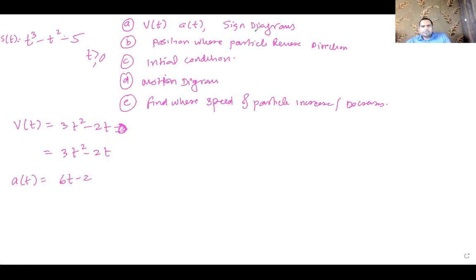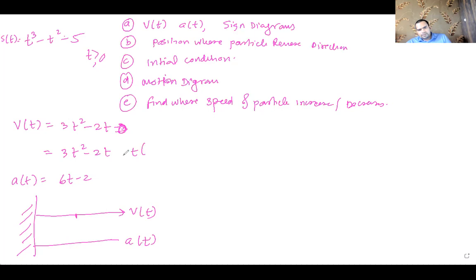Now, the next part is to draw the sign diagram. If I draw the sign diagram for both of them, the first thing you'll draw is the velocity one, v of t, then you have a of t. The v of t sign diagram will have basically only one point, because if I factor this out, it'll be t times 3t minus 2 equals 0. So t is 2/3. You're going to get t as 2/3 here, and in this case, it'll be t equals 1/3.